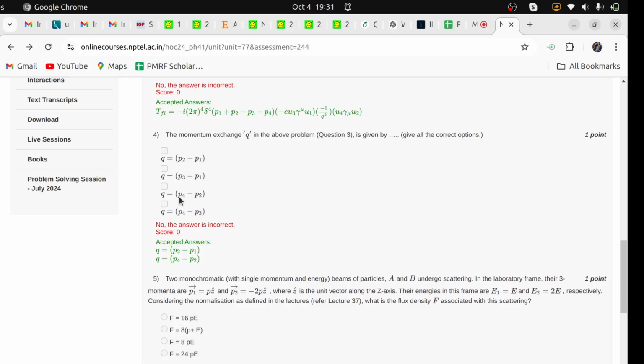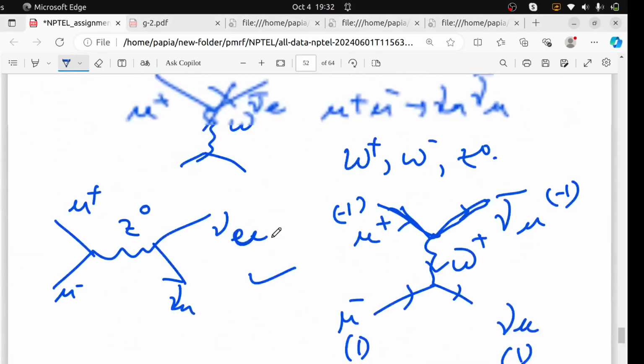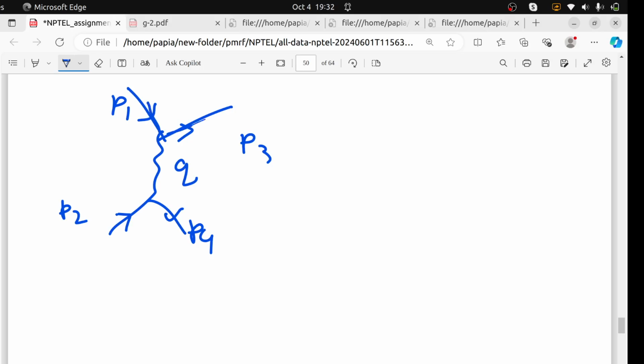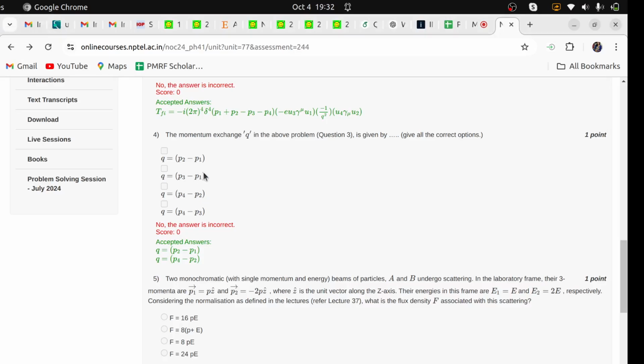So what did you write here? Hello? Ma'am, B and C are correct. Yes, P3 and P1, P2 and P4. You can see in that plot. So simple thing is there: P1, P2, P3, P4, and this is Q. So obviously P3 minus P1 is Q. P1 and P3 will be there, or P2 and P4 will be there. But anyhow, P1 and P2 cannot give the Q, and P3 and P4 will not give the Q either. So the correct option will be P3 and P1 or P4 and P2.